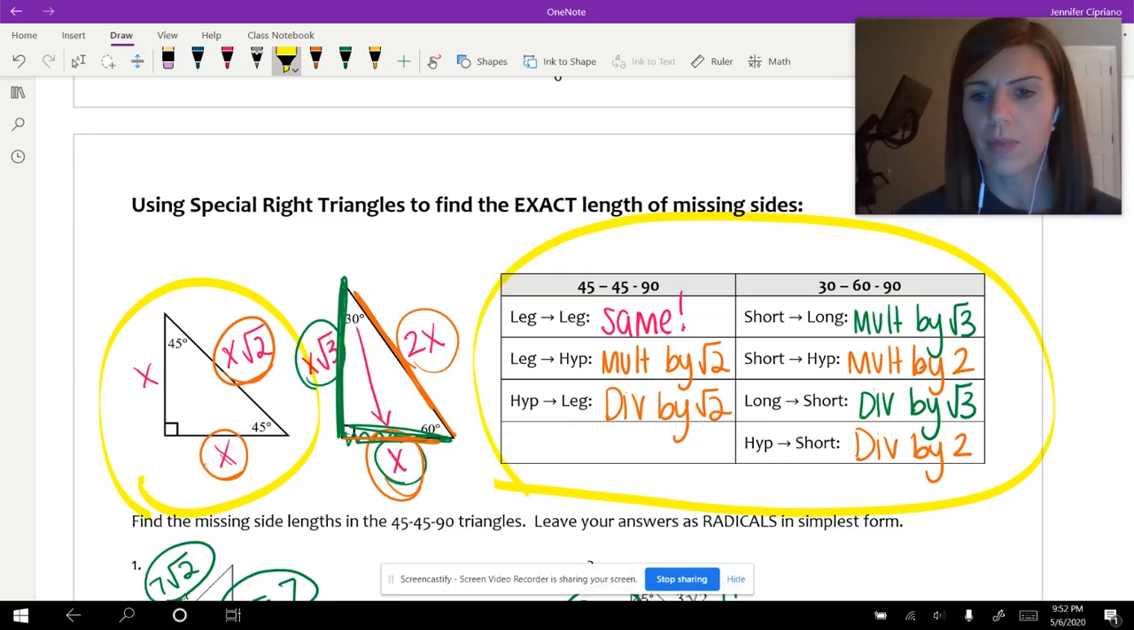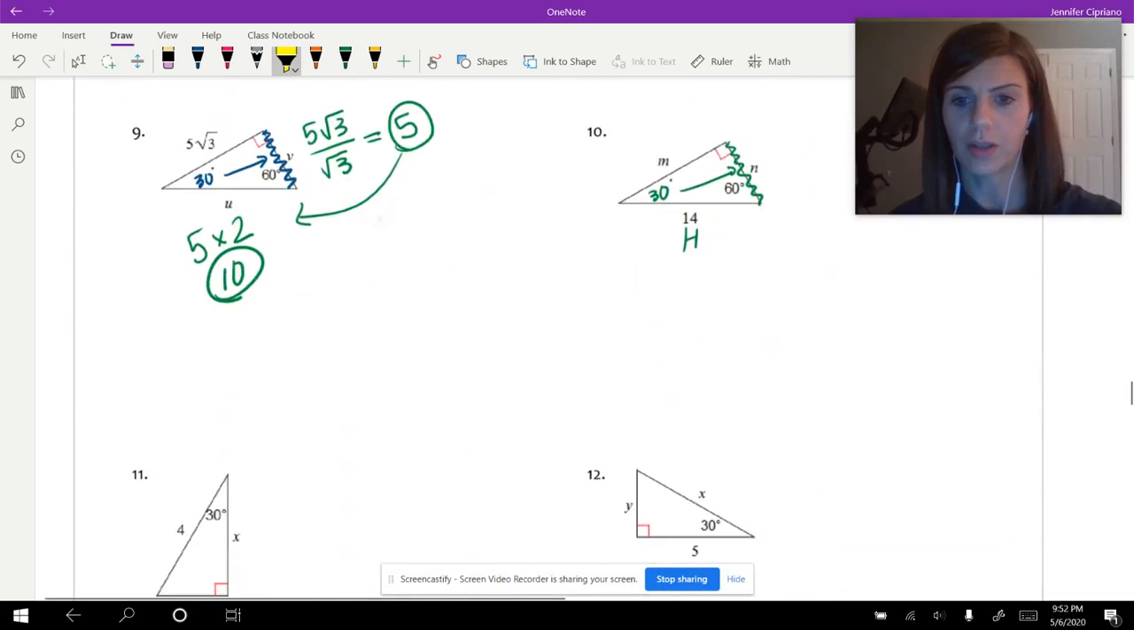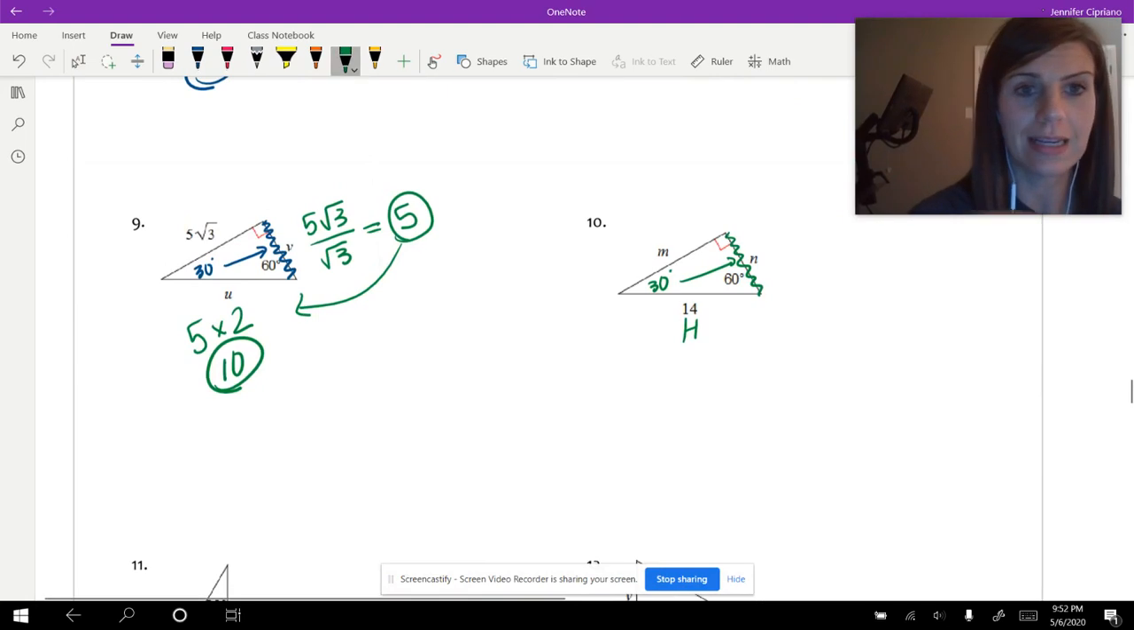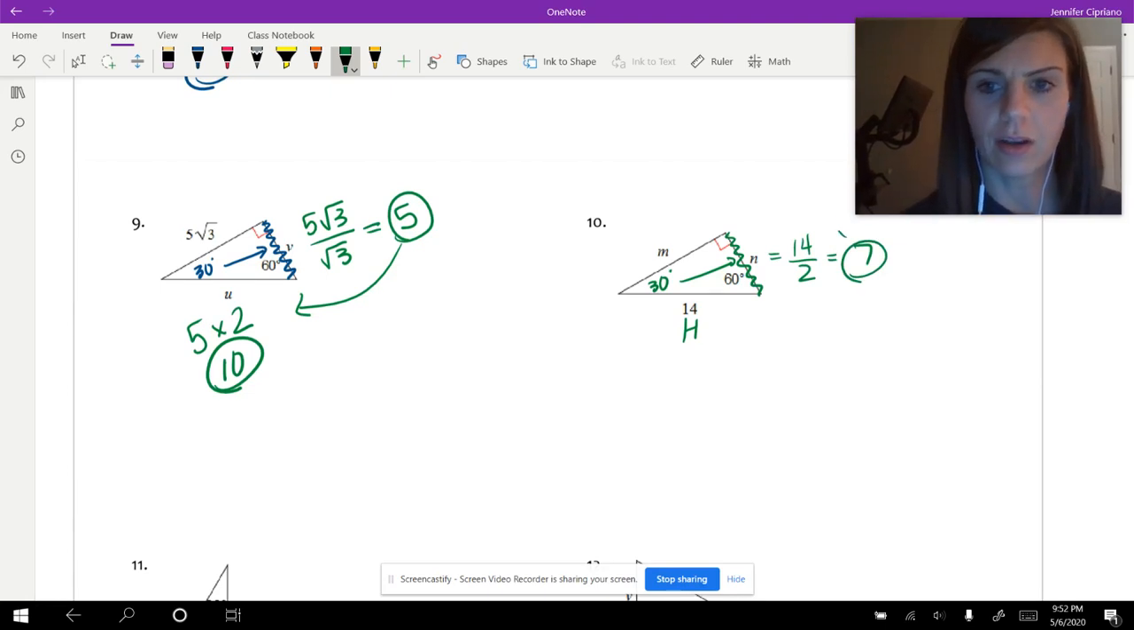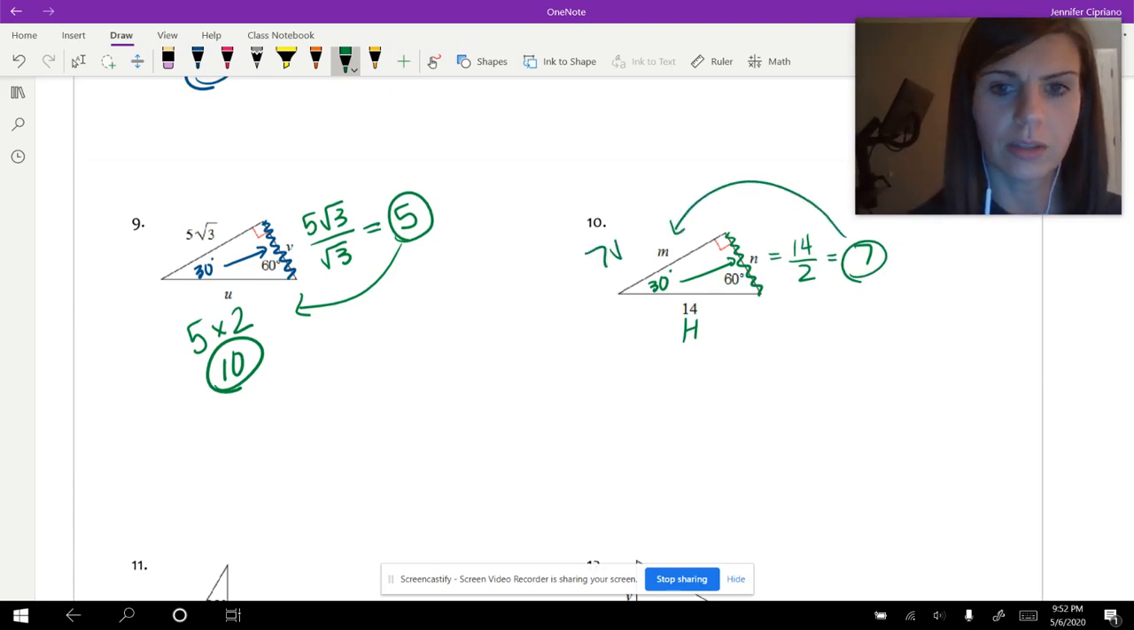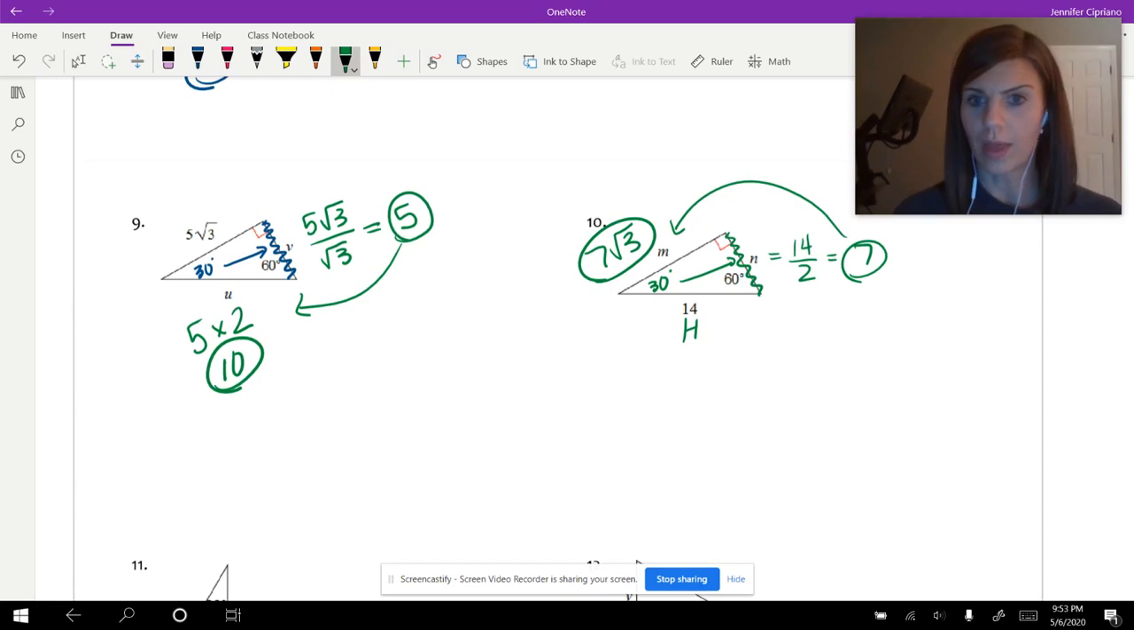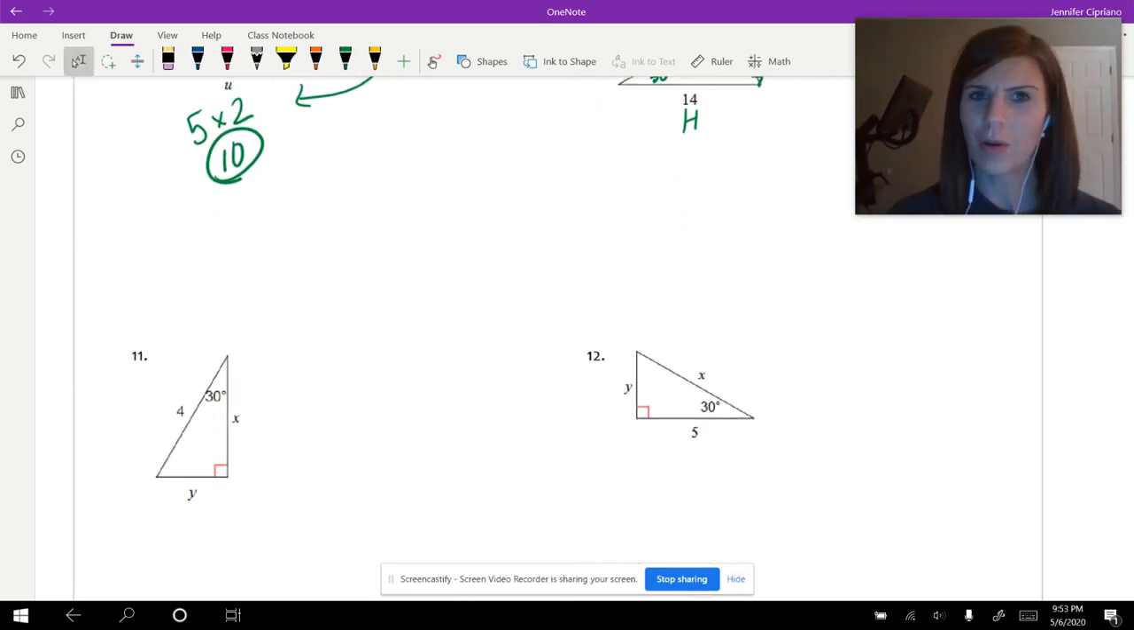So to go from the hypotenuse to the short leg, we just divide by 2. So that's what I'm going to do here. So 14 divided by 2 makes the short leg 7. And then to go from short to long, we just multiply that by root 3. So m would be 7 root 3. All right, so we're going to pause the video again, and you guys try 11 and 12 on your own.